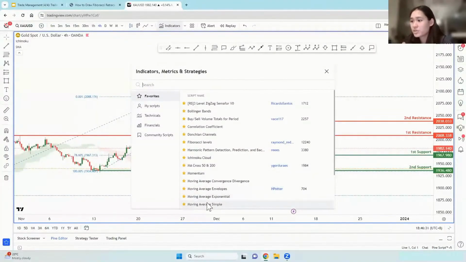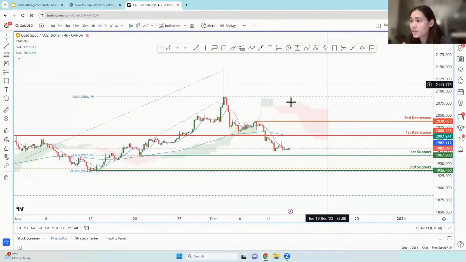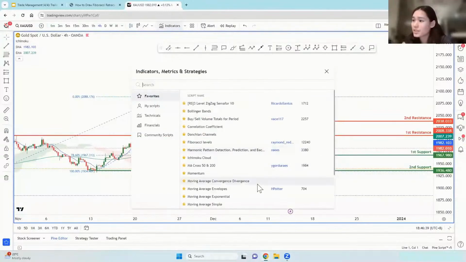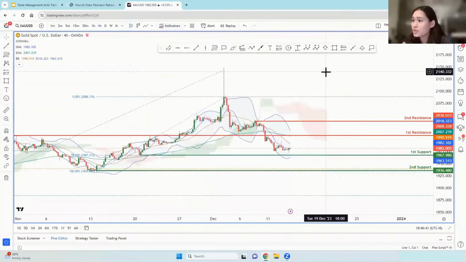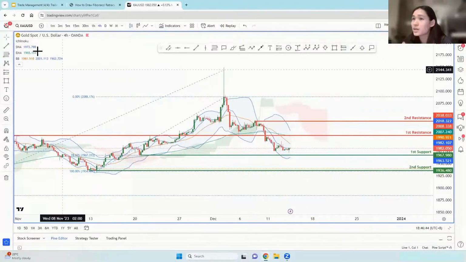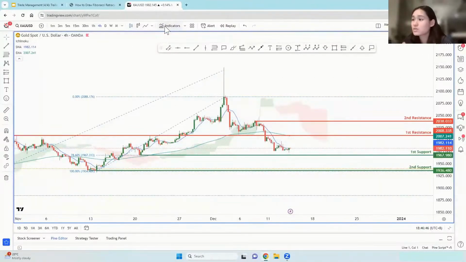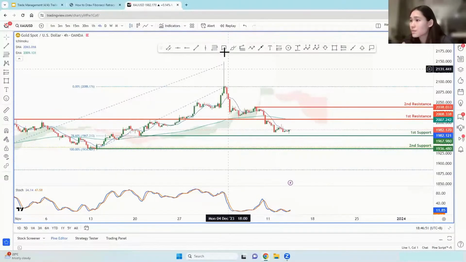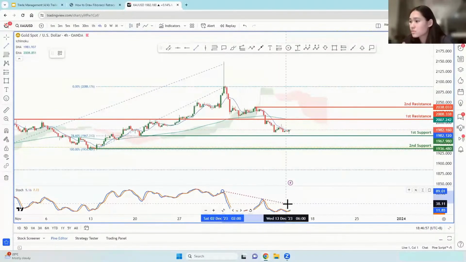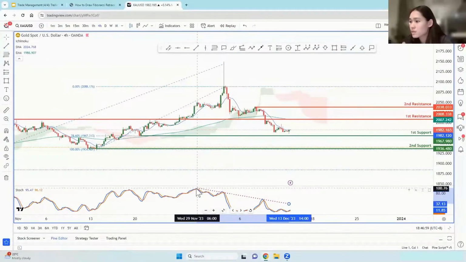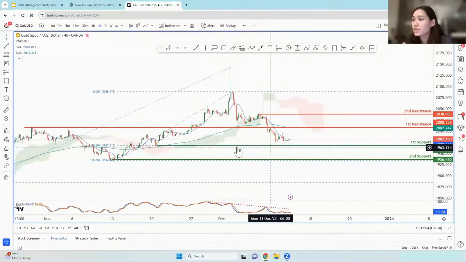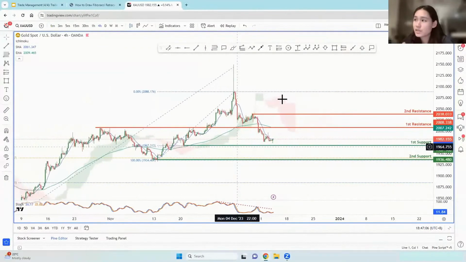Let's look at moving averages. Price is moving below both of the moving averages, so it supports our bearish signals. And let's look at Bollinger Bands. Bollinger Bands aren't really telling us much, so I remove that. Let's look at stochastic. Stochastic gives us a descending trend line, so that also supports our bearish signal.